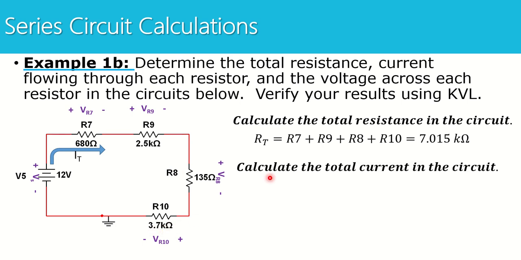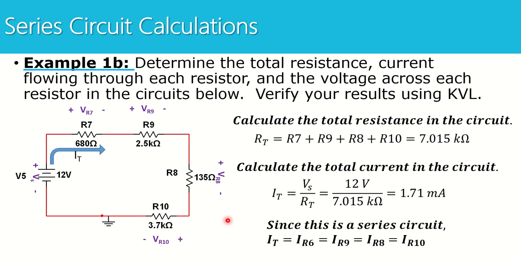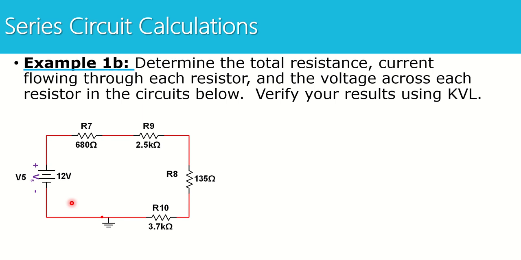Then you're going to use that total resistance to calculate the total current for the whole circuit. Again, Ohm's law. Total current is source voltage divided by total resistance. So before we can use Ohm's law, we have to add all these up. Since this is a series circuit, I know that the total current is the current through every single one of these resistors. One path, one current, it's all the same. So there's my total current.